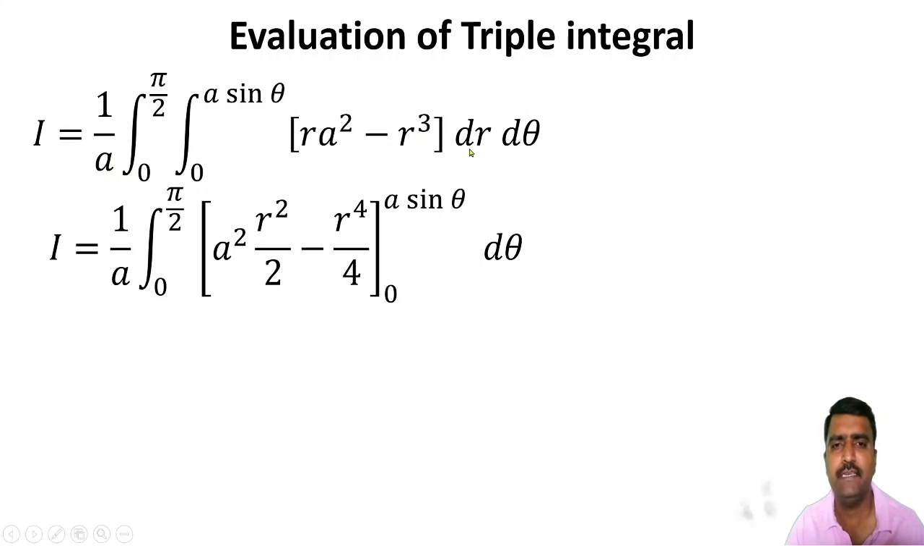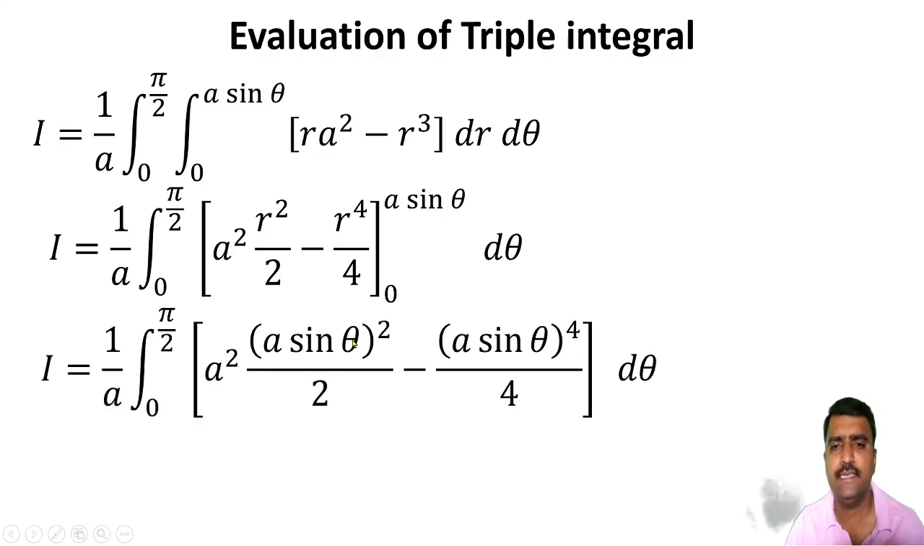Next step, you integrate this with respect to r. Integration of r is r square by 2, minus integration of r cube is r to the power 4 by 4, with the limit 0 to a sin theta. Wherever r is there, you substitute r as a sin theta, that is the upper limit. So it is (a sin theta) whole square by 2 minus (a sin theta) to the power 4 by 4, minus lower limit 0. If you put r as 0, it becomes completely 0, so for that reason we have not written that 0 here.